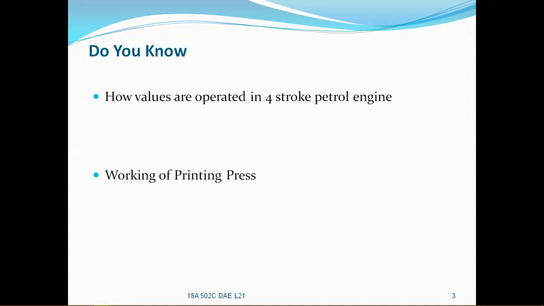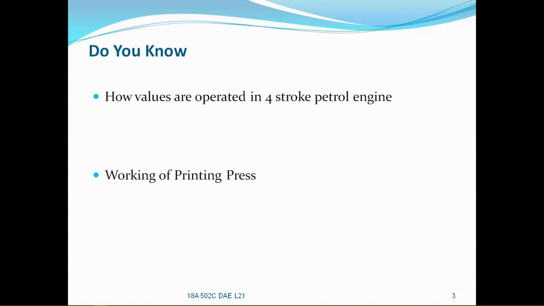I think most of you are aware that in four-stroke petrol engines there are some valves which open as per the requirements. So during engine operation, how the valves will be opened and closed. If you are aware of the opening and closing of the valves of IC engines, then you are also aware of the cams.